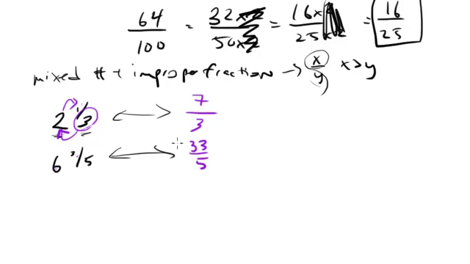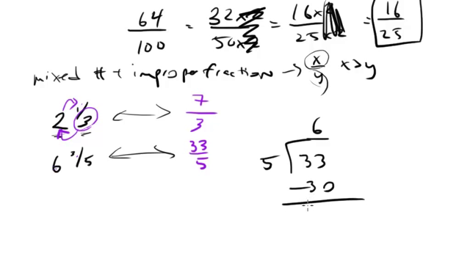Now how do we go the other direction? How do we go from an improper fraction to a mixed number? Well, in that case, we just divide 5 into 33. So 5 into 33. That goes in 6 times, and then we just subtract this off. I'm just doing long division by hand. We're left with 3. 5 can't go into 3, so this is a remainder of 3, and we'll talk about remainders in a later boot camp.